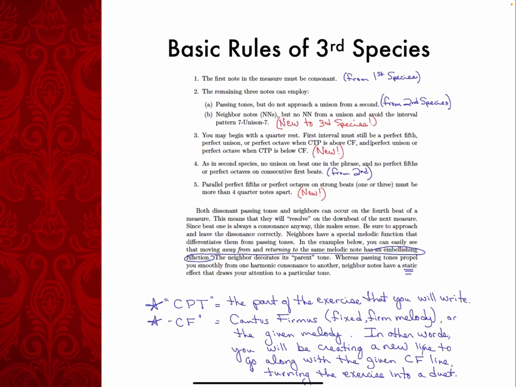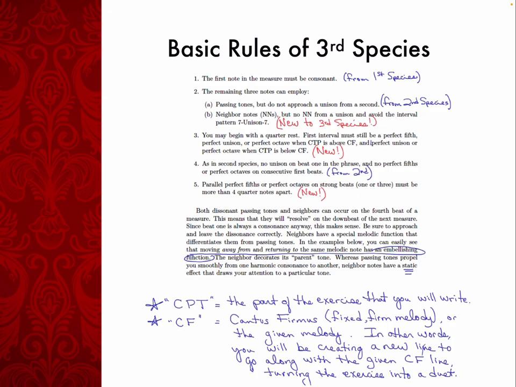Okay? Basic rules of third species. Number 1, the first note in the measure must be consonant. That's just a carryover from first species. You already know this. Number 2, the remaining 3 notes can employ passing tones. That comes from second species, or neighbor tones. This is new to third species.